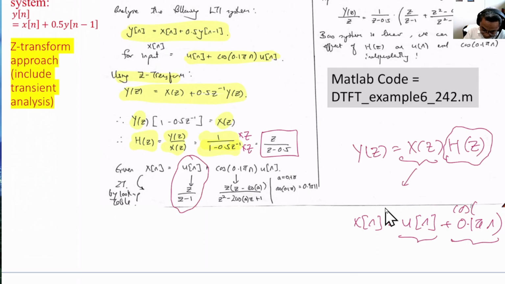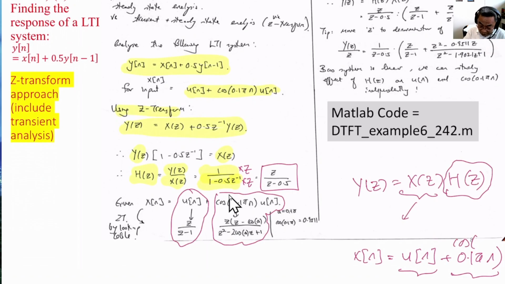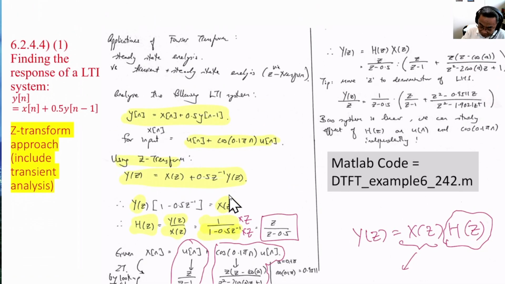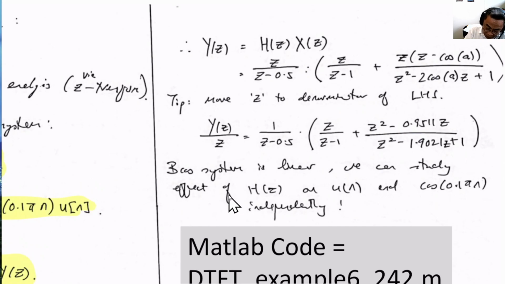The Z-transform of u[n] is this, and the Z-transform of cosine 0.1 pi n is this. This is by lookup table, and then because the system is linear, we can study them individually. Well, never mind. Let's just plug in X(z) here first. So this is the unit step, and this is the cosine 0.1 pi n. This of course is H(z), and we are going to just multiply. But if you try to do this, it's going to be very, very messy. So instead, we are going to study them individually.